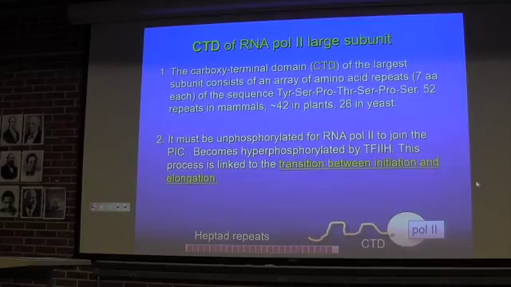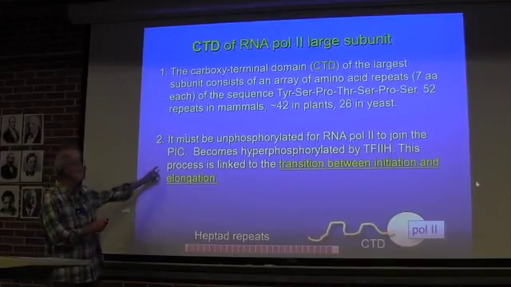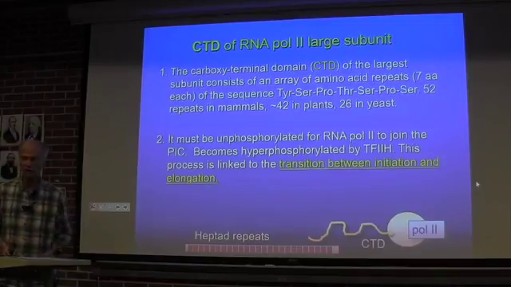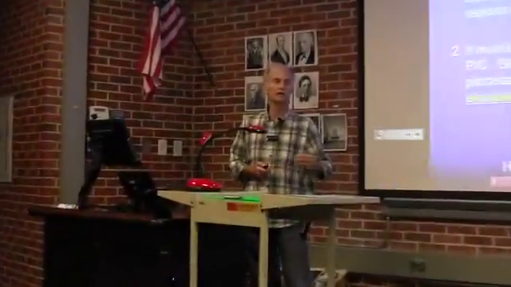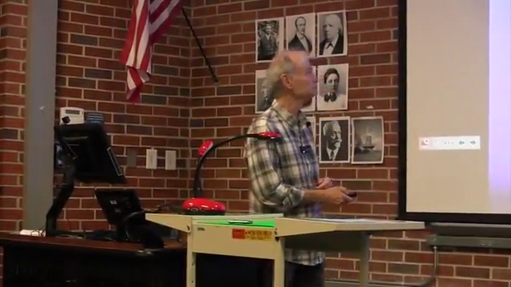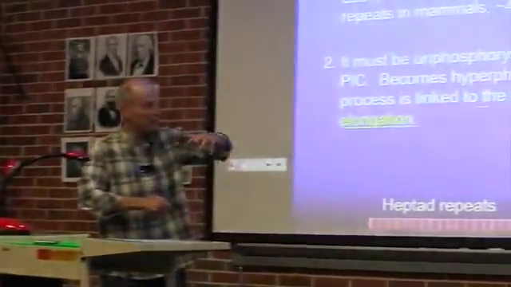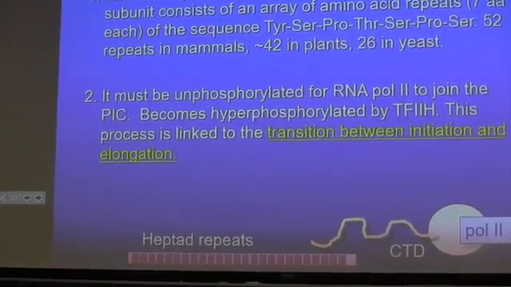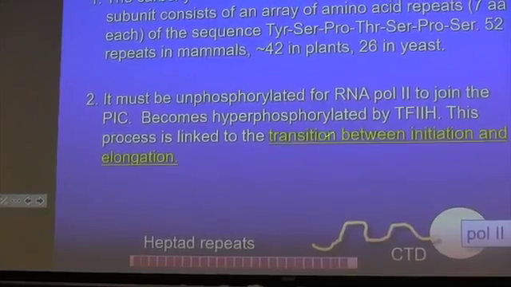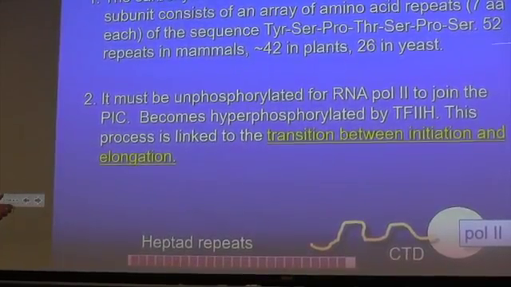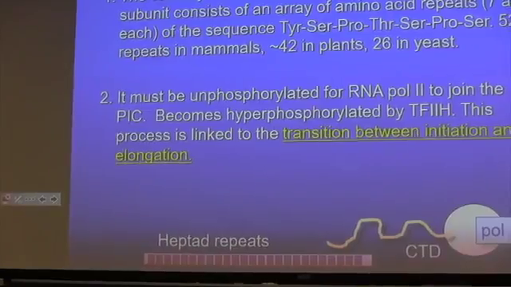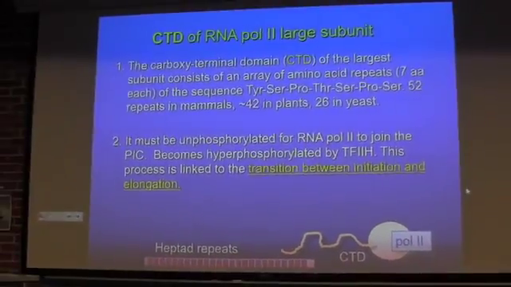It must be unphosphorylated or hypophosphorylated in order to join the pre-initiation complex, the PIC. So in order to arrive at the promoter, the CTD of the polymerase is under- or hypophosphorylated. And then as all the cast gather there and the complete pre-initiation complex is formed, you get a transition, a phosphorylation event where you begin to phosphorylate as many of these repeats as you can, until finally it loses affinity for the pre-initiation complex and is able to dissociate from that and go into elongation.